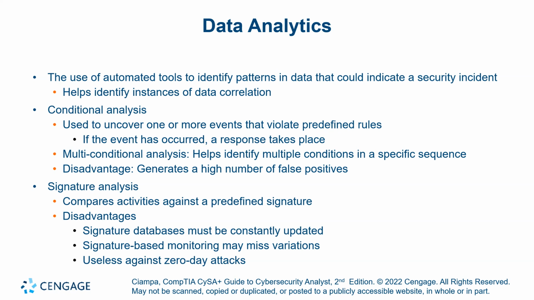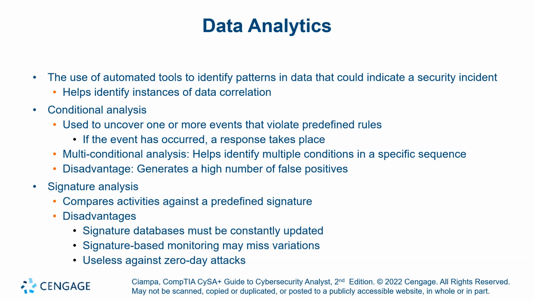The use of automated tools to identify patterns in data that could indicate a security incident. This helps identify instances of data correlation. Now, do you know what they're talking about when they say data correlation? Exactly, data that matches. Conditional analysis is used to uncover one or more events that violate predefined rules. If the event has occurred, a response takes place. Now, one thing to remember with conditional analysis is you actually have to make the rules in order for those to be set off.